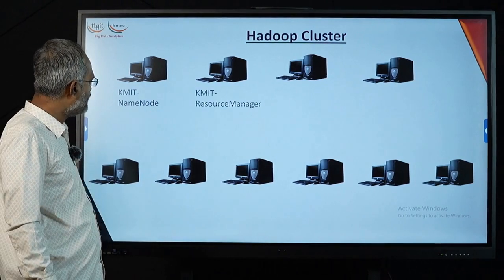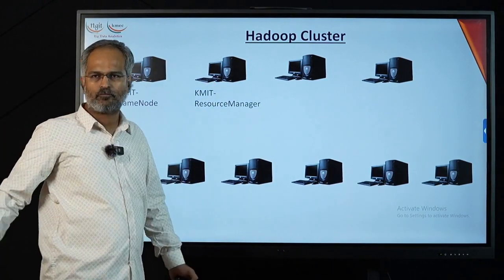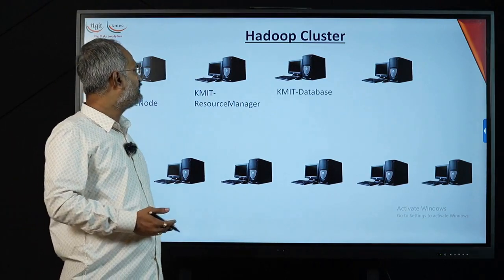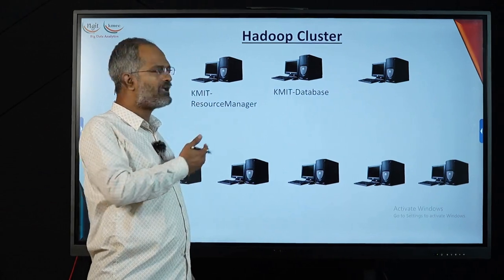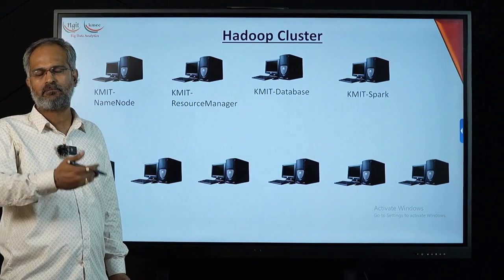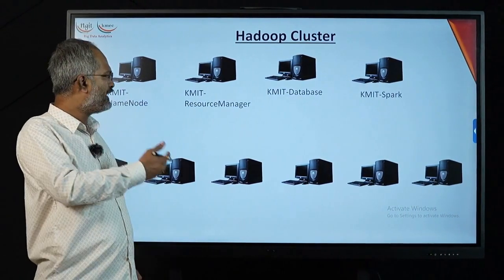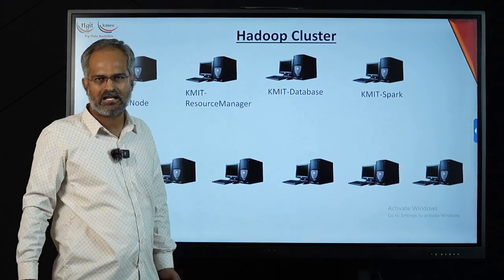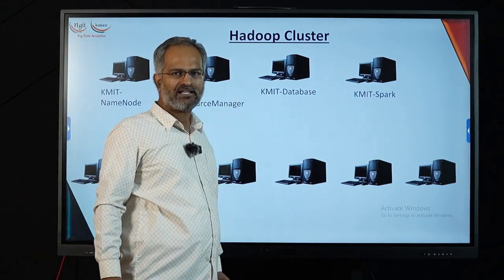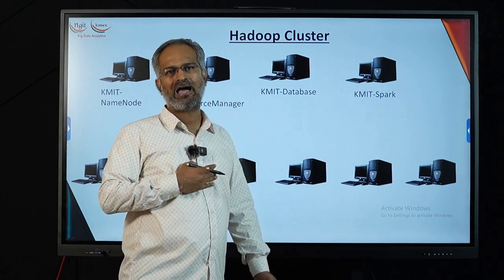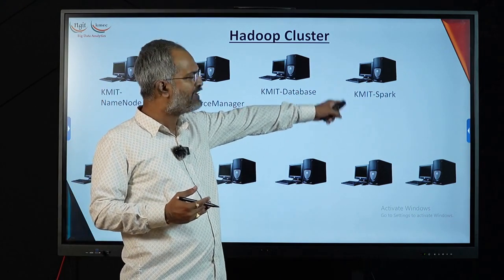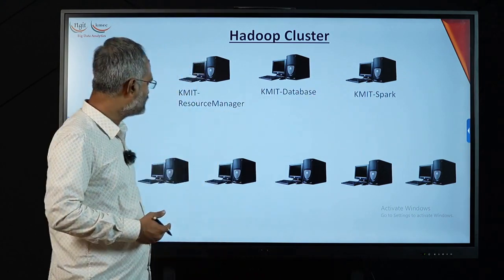Second machine is the Resource Manager, which is the part of YARN, and third machine is the database machine, which has the databases, meaning that MySQL is installed on it, which is the background for Hive, and the Spark machine, which has the Spark server, so we can run the Spark environment from that server.